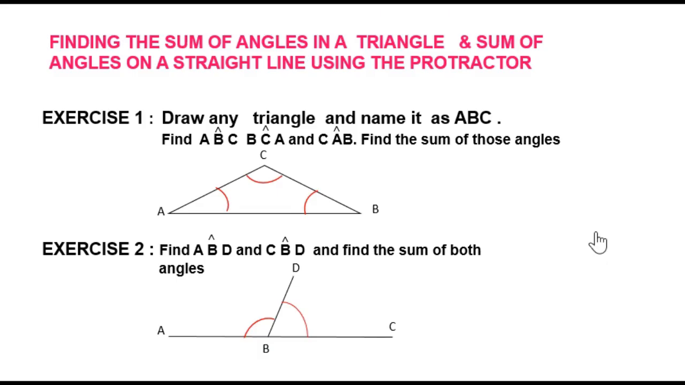Here you have different exercises. The first one is that you are given a triangle, and you have to measure all the angles. In the second exercise, you are given a straight line segment with another segment, and there are two angles, ABC, on a straight line. We will see how to do that.